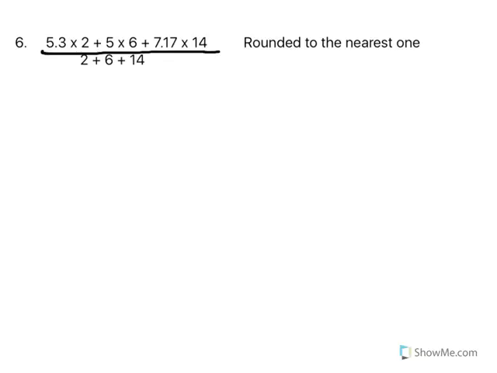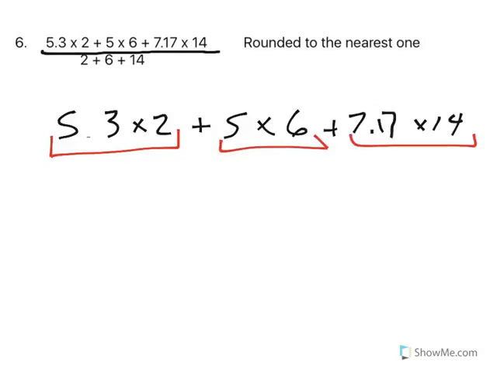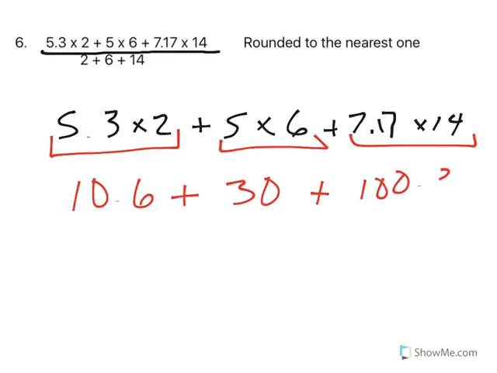Number 6, big order of operations problem here. Now, in the numerator, that's what I'm going to focus on first. So if I just rewrite the numerator so we can play with this a little bit. 5 times 6 plus 7.17 times 14. We want to multiply first. So I'm going to multiply these numbers, and these numbers before we add together. So when I multiply, I get 10.6 plus 30 plus 100.38.